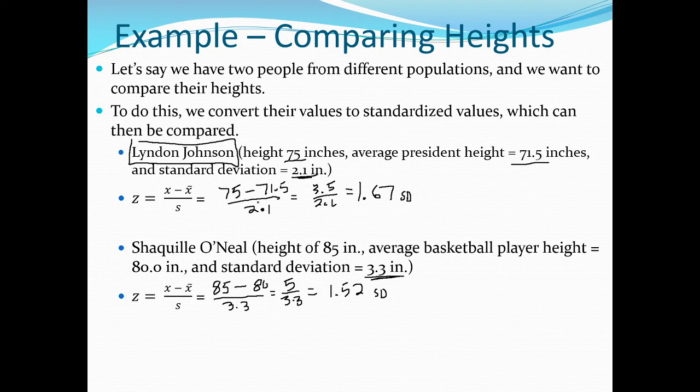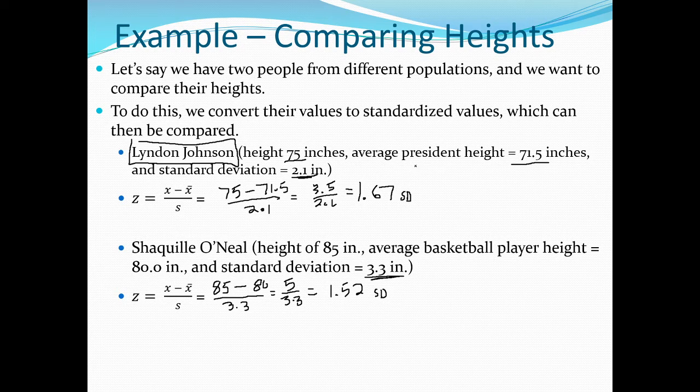Now, neither of them are technically unusual because remember, unusual means that you're more than 2 above or below, and neither of these are more than 2 above. But if we're talking about compared to each other, Lyndon Johnson was more unusually tall for a president than Shaq was unusually tall for a basketball player.